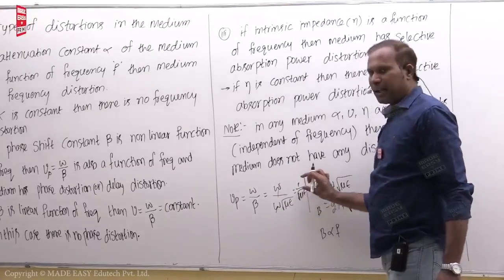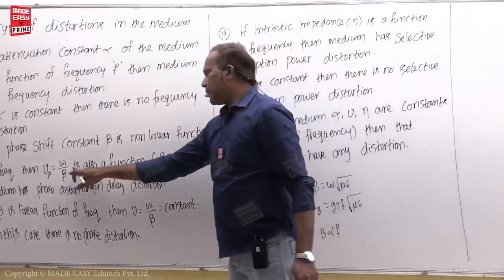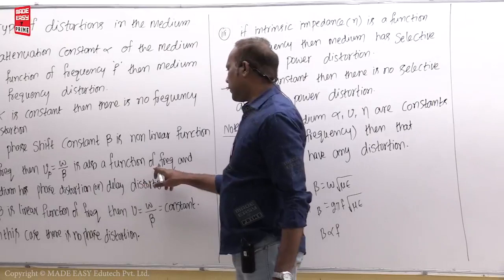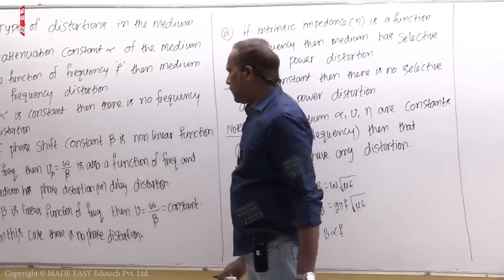So some f will be remaining. So then phase velocity will be a function of frequency. So in that case, phase velocity is also a function of frequency. In that case, there exists a phase distortion.